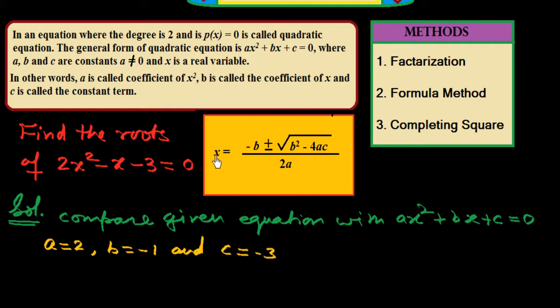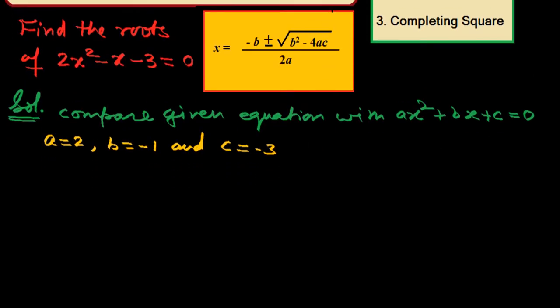Now look at this formula, x is equal to minus b plus minus root b square minus 4ac upon 2a. We have to put all these values in this formula and simplify, and we will get the answer. So therefore, putting the values in the formula.